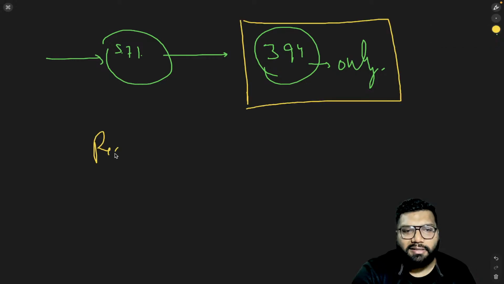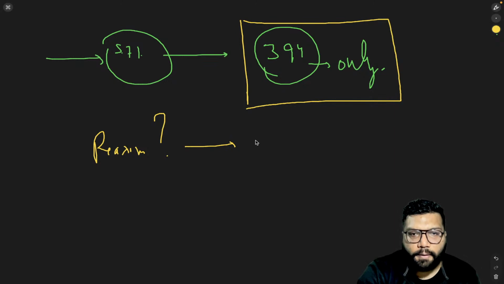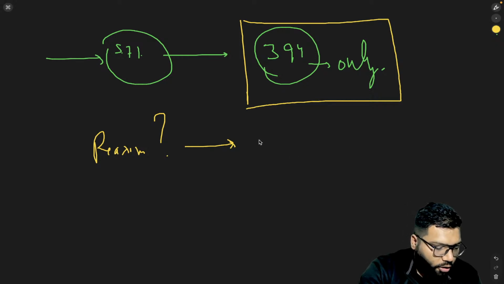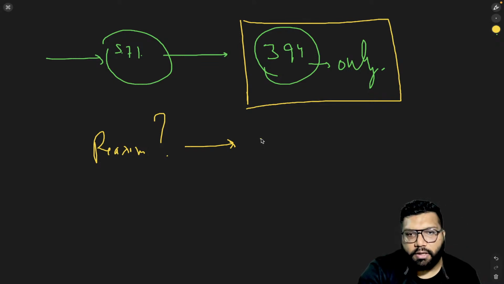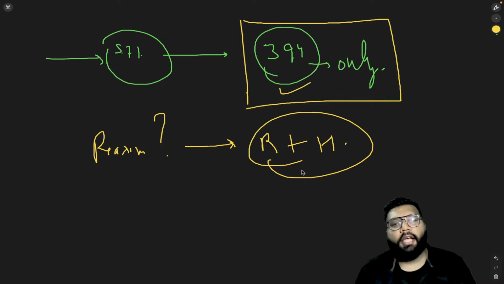Now coming to the reasons why. This is one specific provision where the person is committing the offense of robbery as well, and he is causing hurt as well. So, robbery plus hurt under section 394. I hope it's clear now.